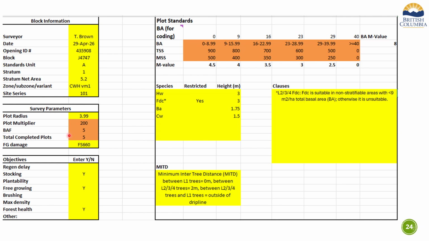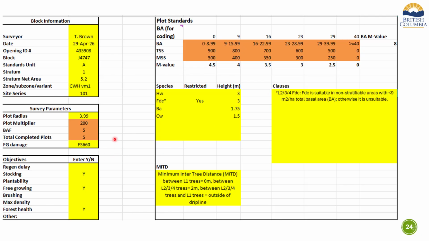Then for my BAF, I'm going to go with a 5. Based on my walkthrough, I have between 10 and 20 meters squared per hectare in most areas of the block. So with a 5, I should be picking 2 to 4 trees per plot, which is a nice sample. I also won't be skipping any of these basal area groupings. 5 falls in really nicely to all of those ranges.